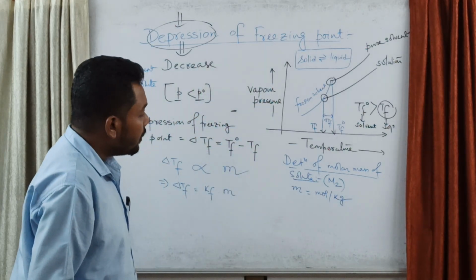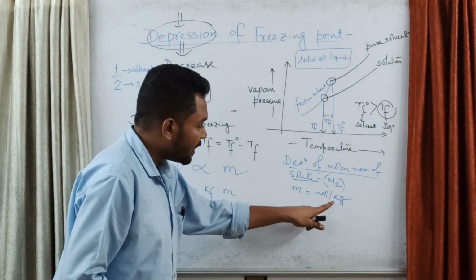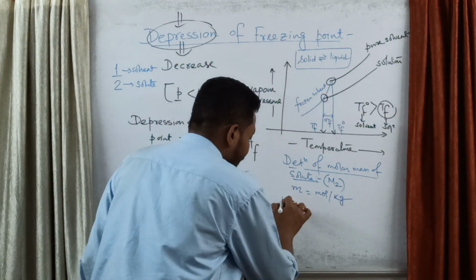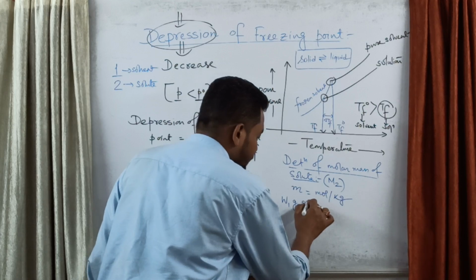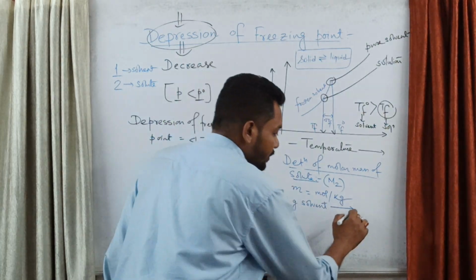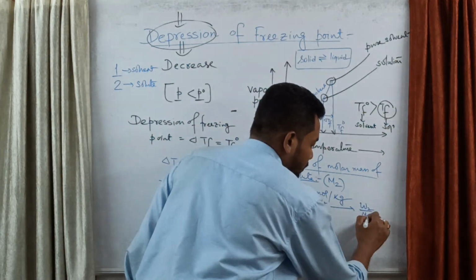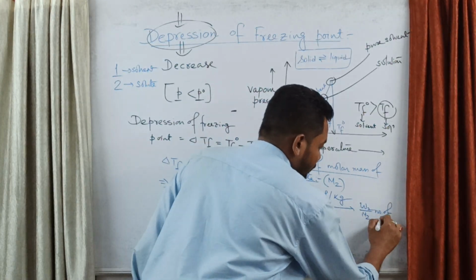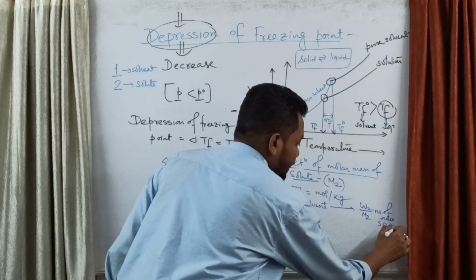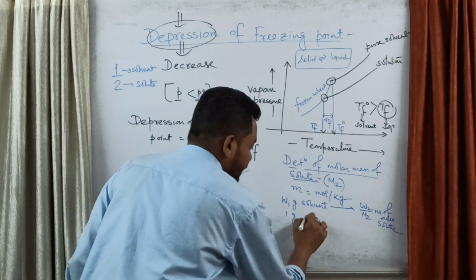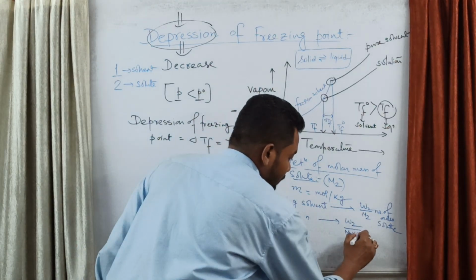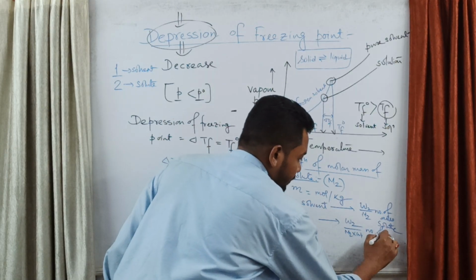The expression was number of moles of solute divided by the mass of the solvent in kg. So we can write, suppose W1 gram solvent is there, in W1 gram solvent how much amount of solute present, W2 by M2 number of moles of solute present, yes or no please tell me. So if you do the unitary method, 1 gram of solvent has W2 by M2 W1 number of moles of solute present.